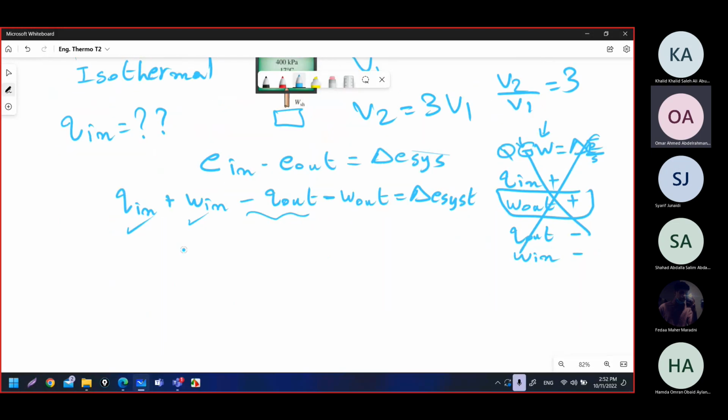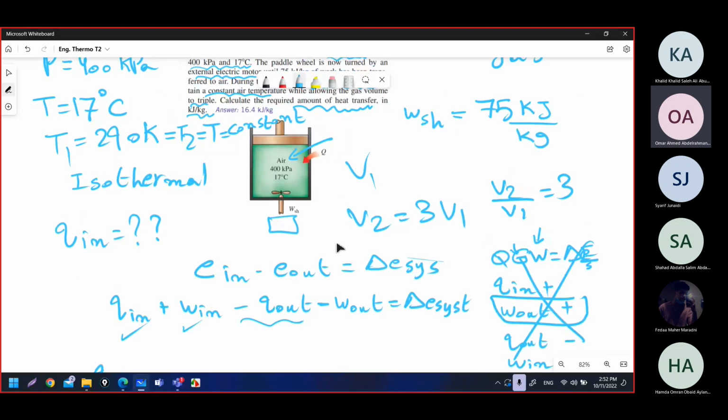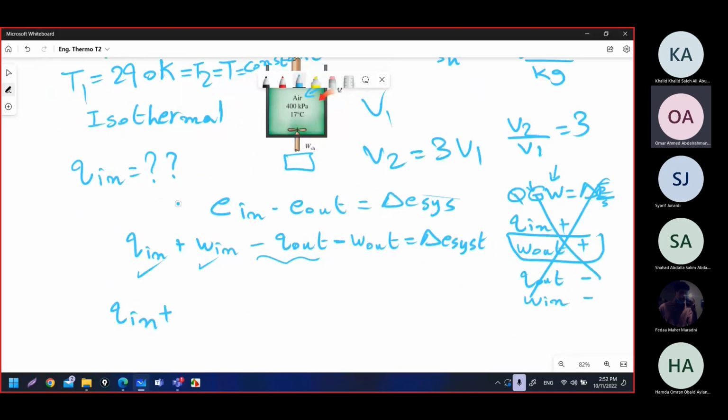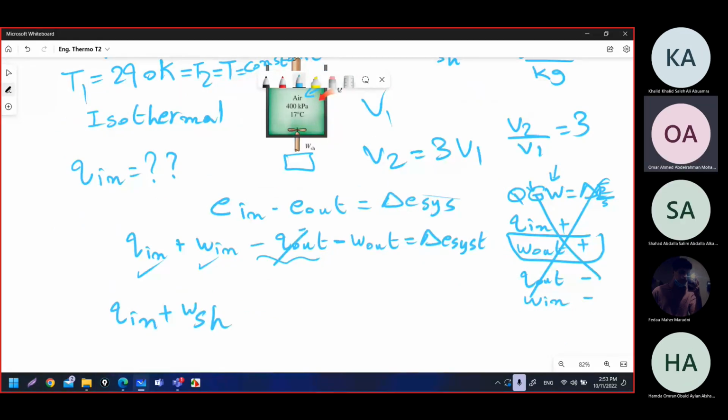Now, in this question, I have Qn. He said I want to calculate Qn, so I have Qn in the question. I have also Wn because there is shaft work on the air, so I have Wn for the shaft. I don't have Q out, so Q out is 0. Do I have W out?